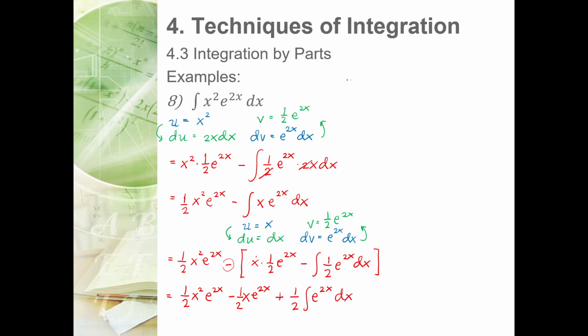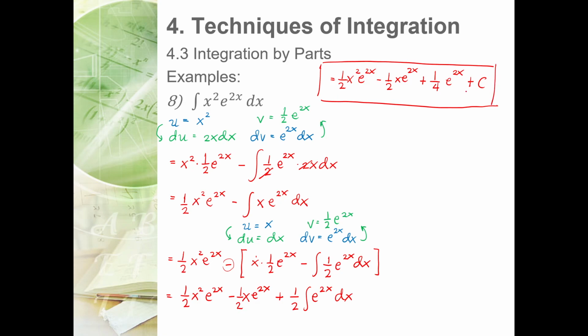So the answer will be, I'm going to write it here. So 1 half x squared e raised to 2x minus 1 half x e raised to 2x plus 1/4 e raised to 2x plus c. So this is the final answer. It is 1/4 because again the integral of e raised to 2x will be 1 half e to the power of 2x, times 1 half, that will be 1/4.